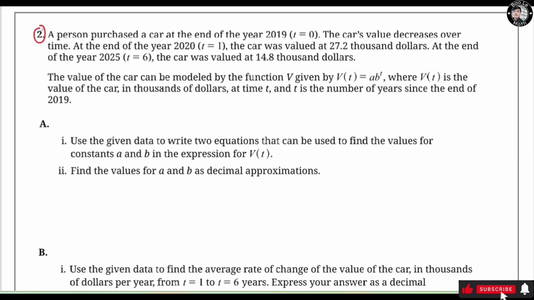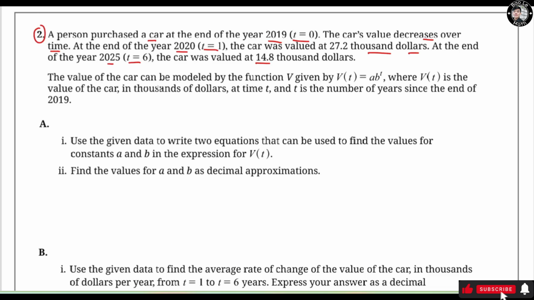Now let's move on to question 2. A person purchased a car at the end of the year 2019, which is t equals 0. The car's value decreases over time. At the end of the year 2020, t equals 1, the car was valued at $27.2 thousand. At the end of the year 2025, t equals 6, the car was valued at $14.8 thousand.